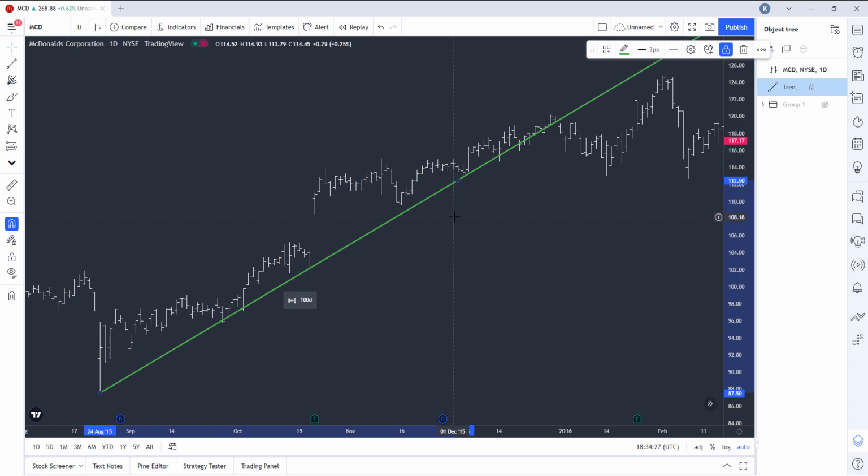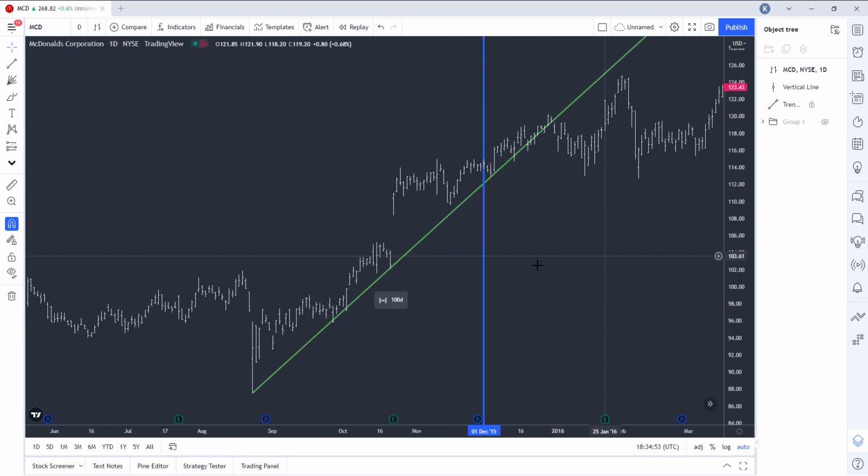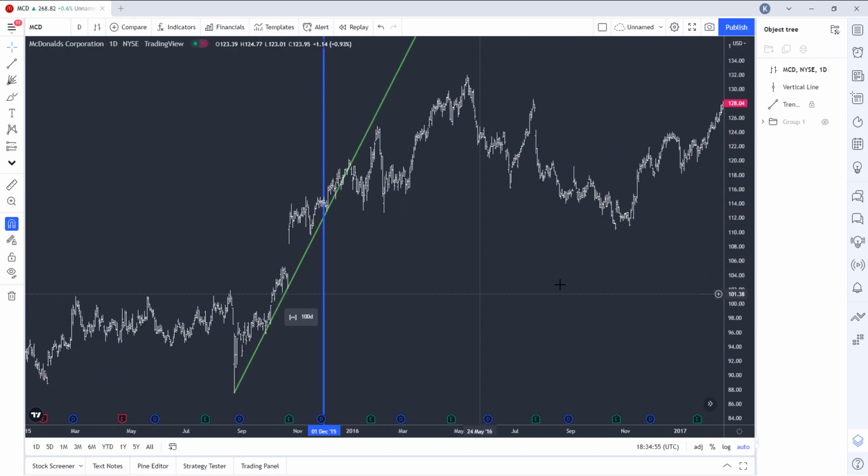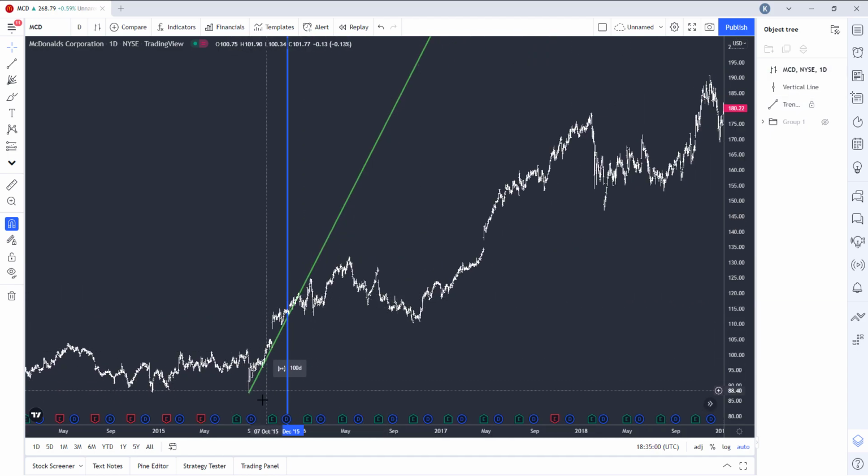But first I want to show you something else. Let's say we draw the angle from here to here, right? And then we extend the angle. And now if we zoom out, we would see that the angle from this point went to the territory where price did not move with the angle.